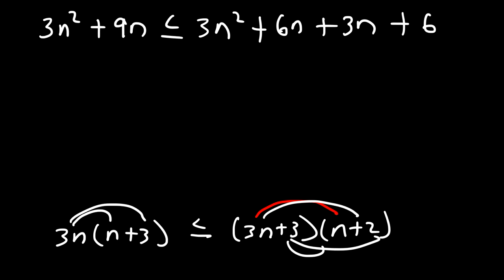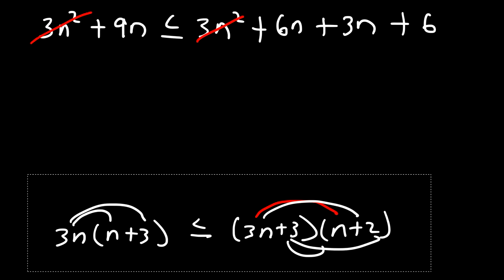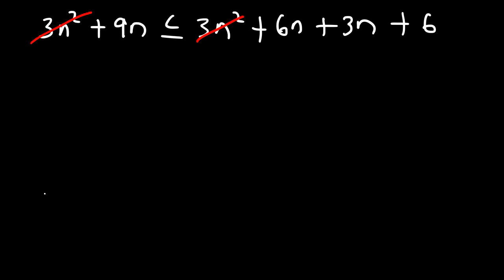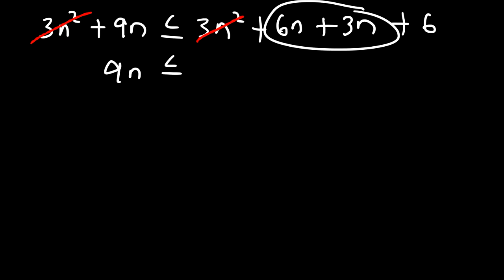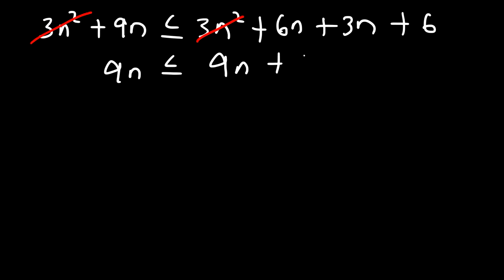So subtracting both sides by 3n squared, we can eliminate this term. And so we have 9n, which is less than or equal to 6n plus 3n, that's 9n. And then if we subtract both sides by 9n, we're going to have 0 is less than or equal to 6. Now, is that a true statement? Is 0 less than 6?